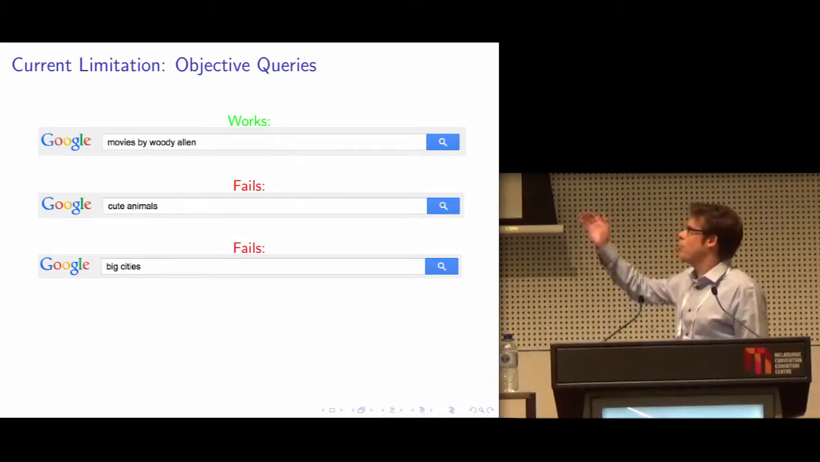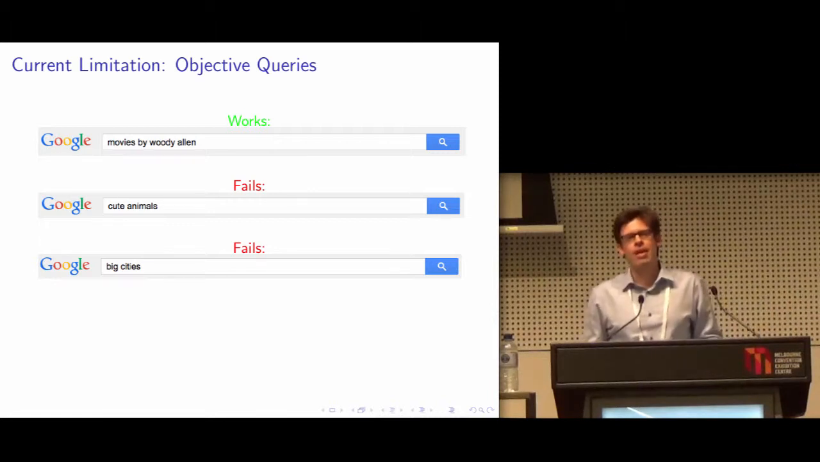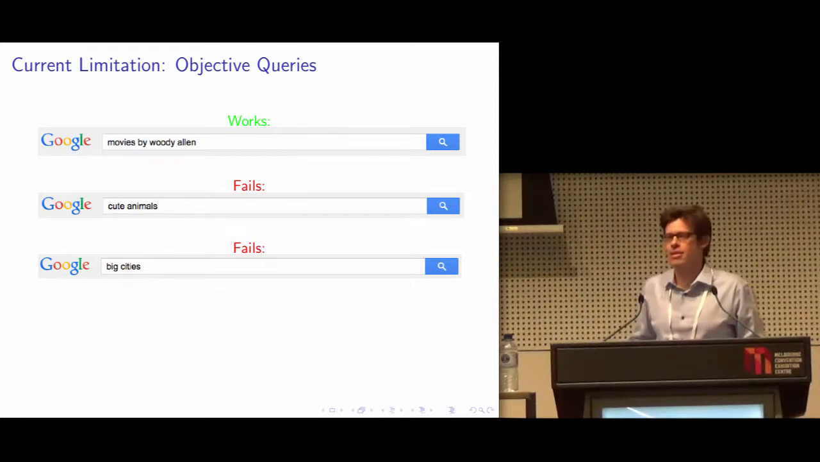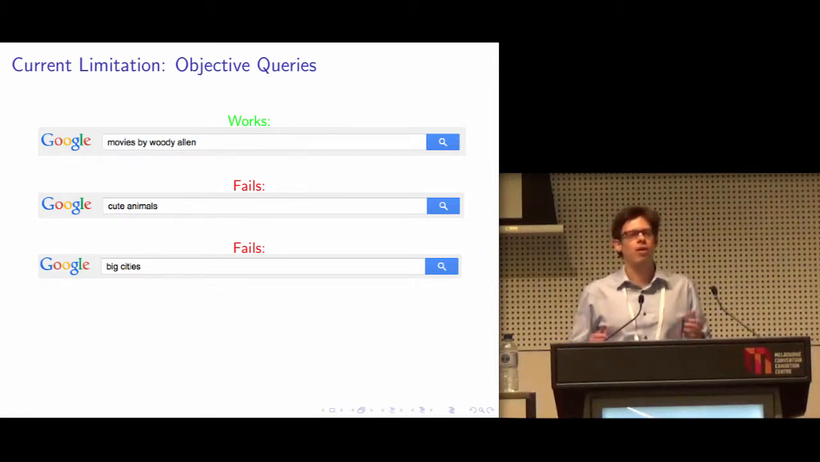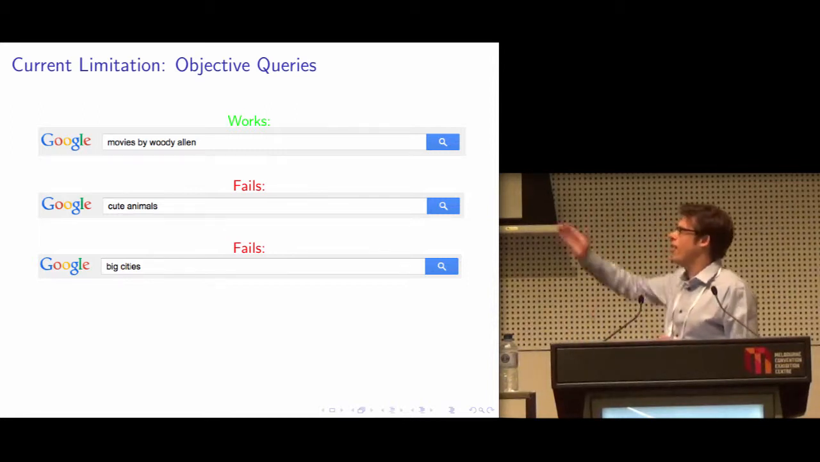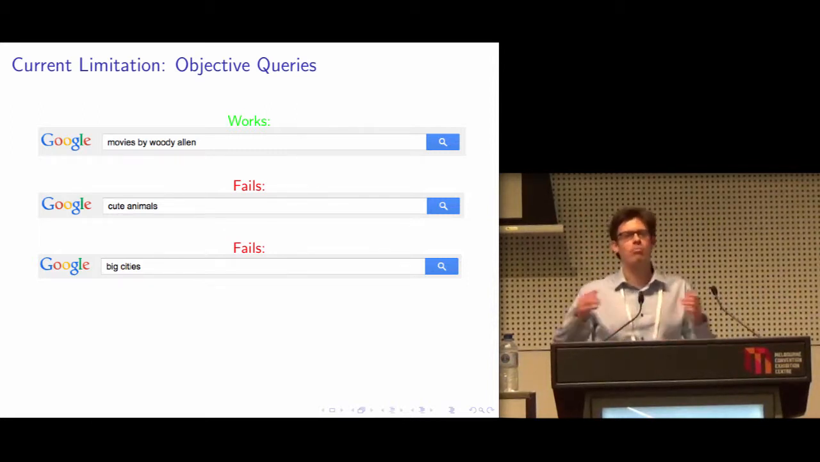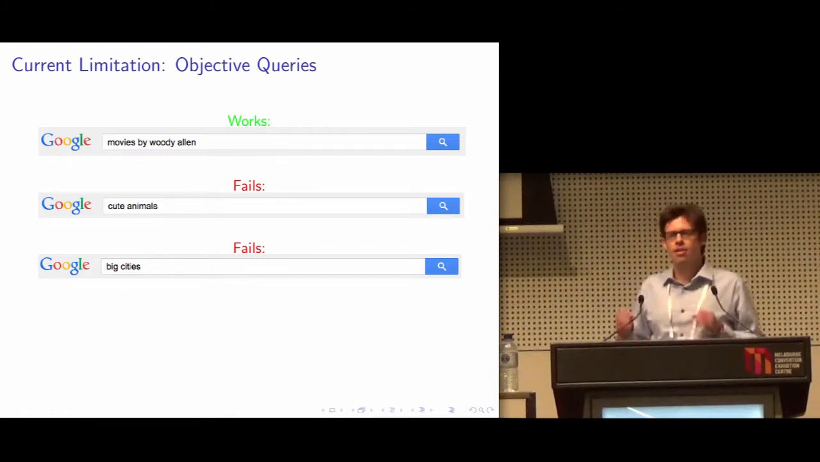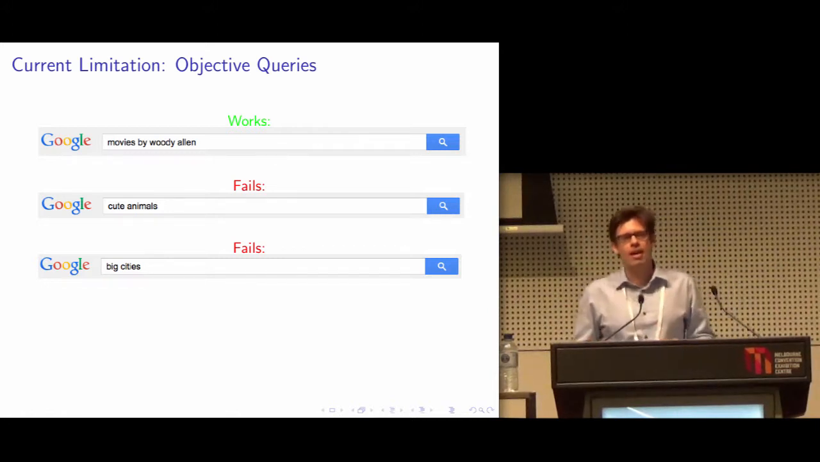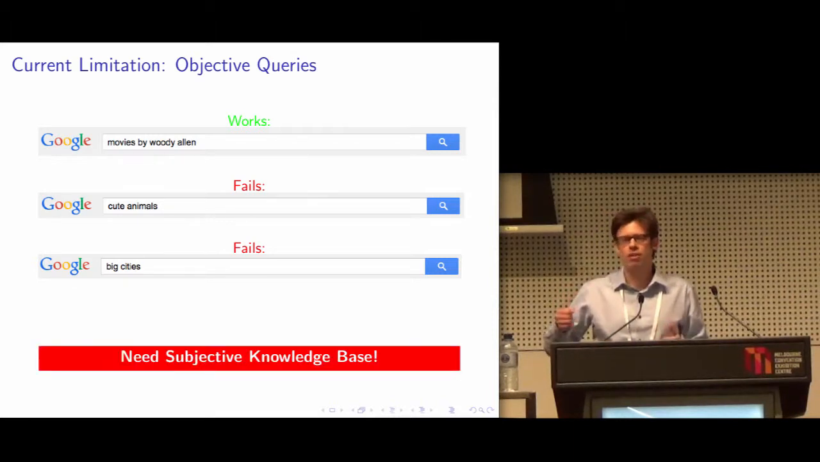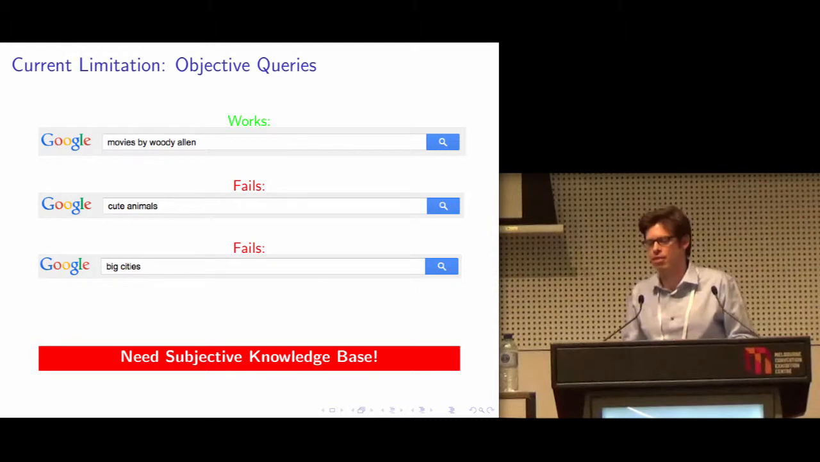And if users ask queries like this one, then they probably have some specific expectations about what should be in the result set. And queries such as those here, they are actually quite common in the query stream. And in principle, we could answer those queries from structured data as well. We could, for instance, generate a list of cute animals with some pictures and additional information. The problem why we currently cannot do this is because we need a knowledge base that captures subjective knowledge in order to answer those queries.